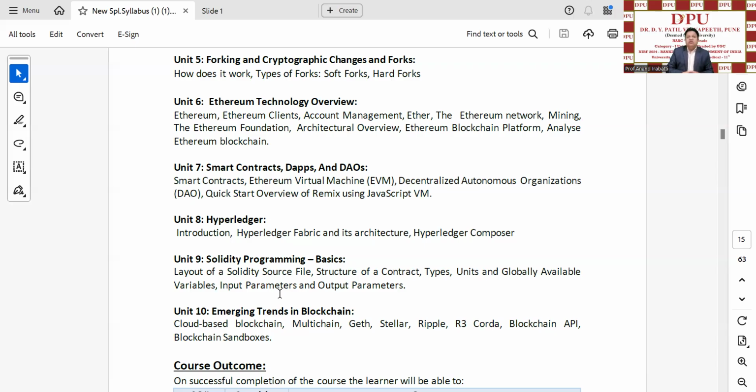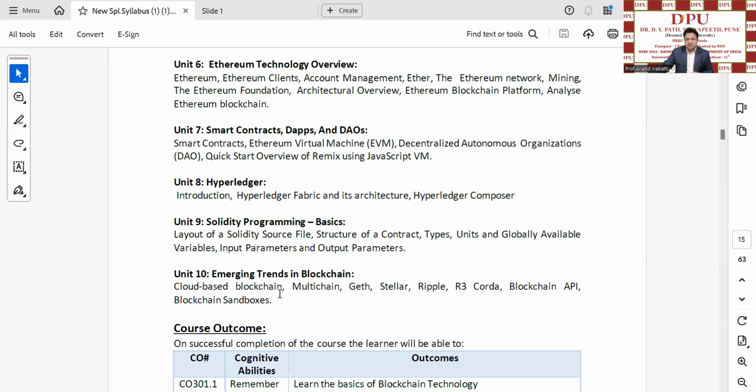Then we are coming to unit number 10. In that, we are going to learn about the current emerging technologies or trends in blockchain. For example, it could be cloud-based blockchain, multi-chain, Geth, Stellar, Ripple, R3 Corda, Blockchain API, and blockchain sandboxes. These are the emerging technologies of blockchain that we are going to understand in unit number 10. So this is all about the syllabus of OMBBTM 301, that is the basics of blockchain technology.